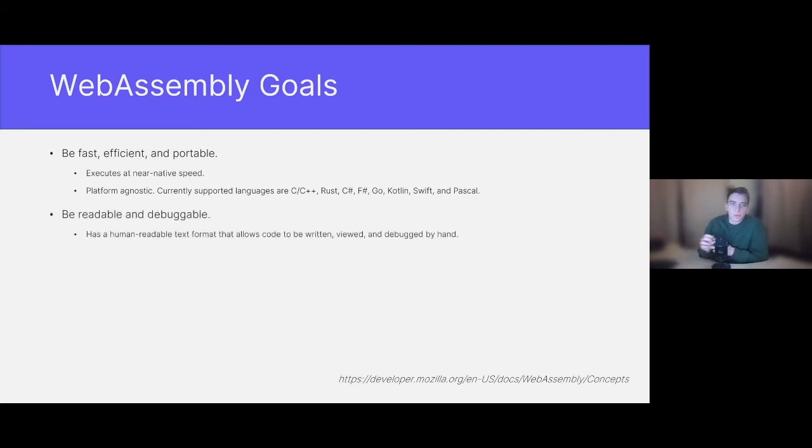It's also supposed to be readable and debuggable. There is a human readable text format of the WebAssembly binary file, which I will demonstrate in a moment. The binary file has a one-to-one correspondence with the text representation and the instructions. This text format allows one to write, view, and debug the code by hand, so it is possible to write WebAssembly by hand.